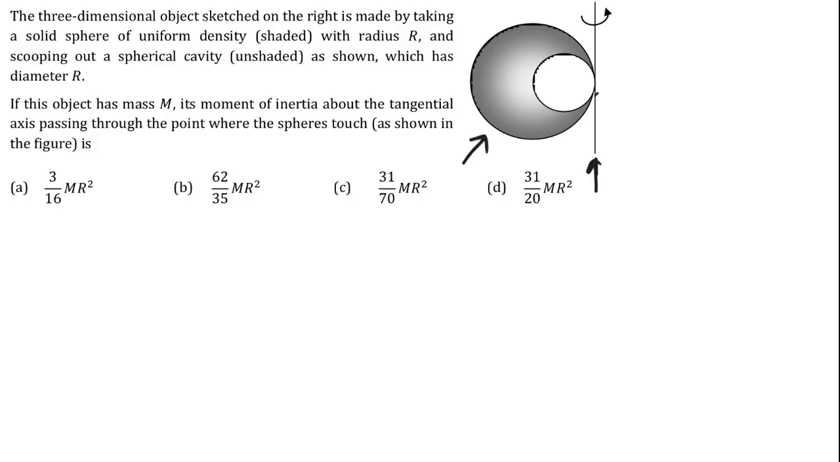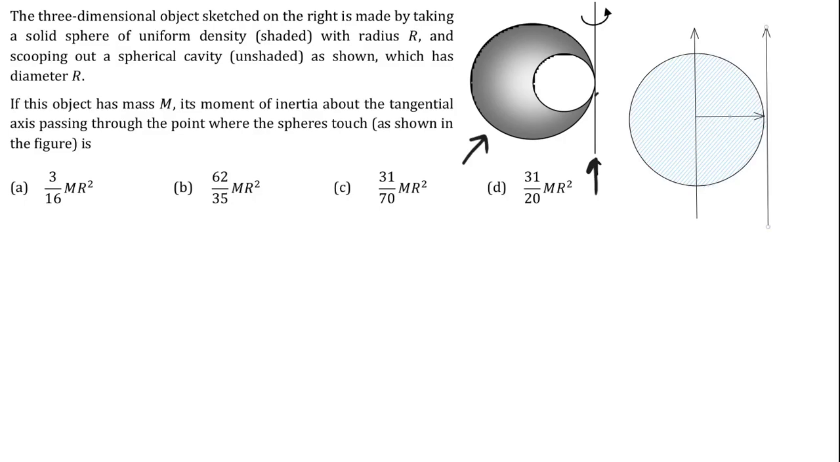Now, normally in this kind of question, it's pretty simple. First, we find the moment of inertia of the body about the center of mass, that is somewhere here, and then displace this axis to the side so that we can reach the axis that the question mentions.